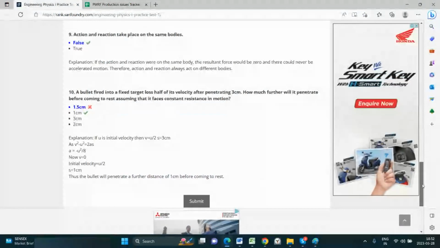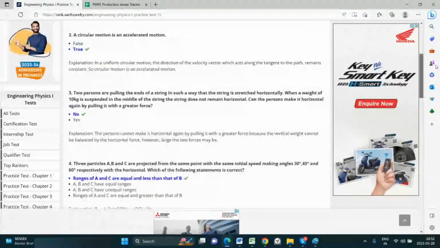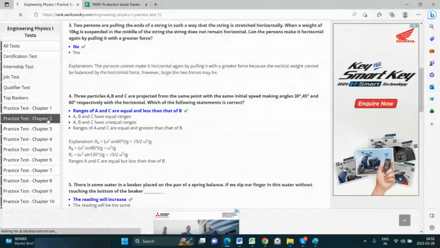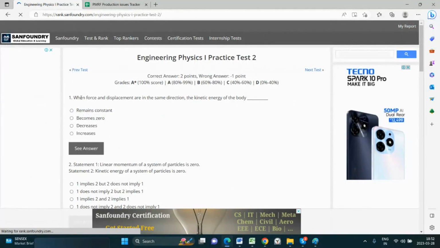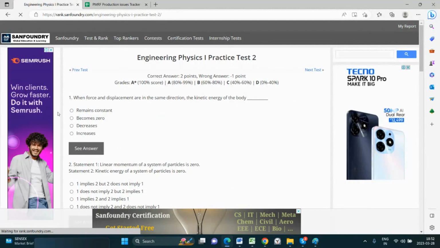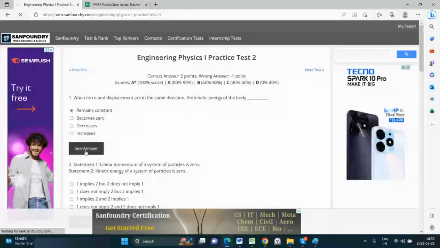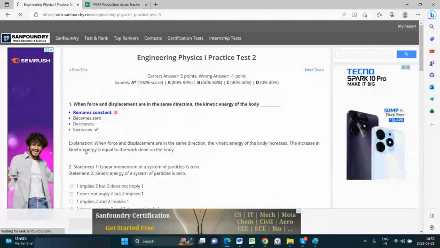So I will move to the second chapter. Force and displacement are in the same direction. The kinetic energy of the body remains constant, becomes zero, or decreases. There is an object, and I push it from behind. It is the same direction: the force and the displacement are in the same direction.